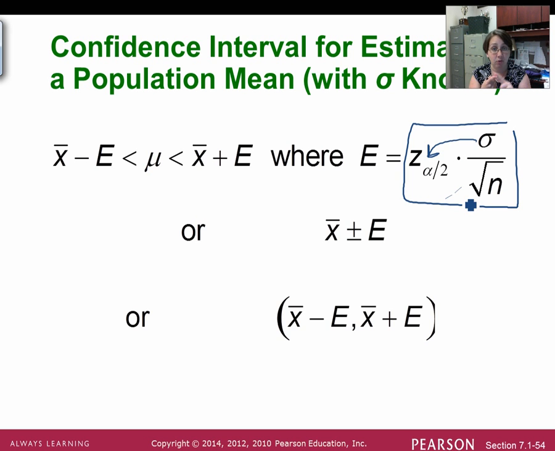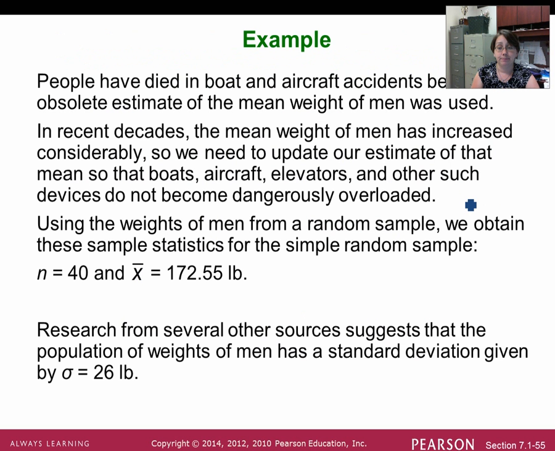You have to have normal, you have to have n greater than 30, but you can use z with all those satisfied. T is only used if sigma is unknown, but you still have to have normal or n greater than 30. Everything else is the same. It's just instead of T, you use Z, and instead of S, you use sigma. So let's try one.